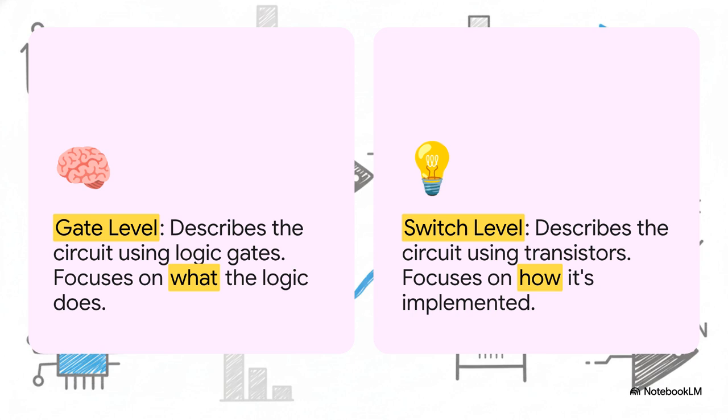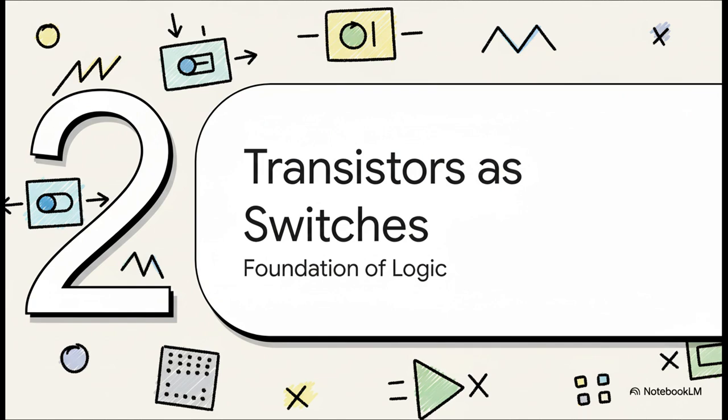And here's the really crucial difference, especially between those last two levels. The gate level is all about the what. What logical function are we trying to perform? But the switch level, that's all about the how. How are we physically building that logic out of transistors? This is the exact point where the clean digital world smacks right into messy physical reality. So, let's go. We're diving down to that foundational layer, modeling transistors as simple little switches.